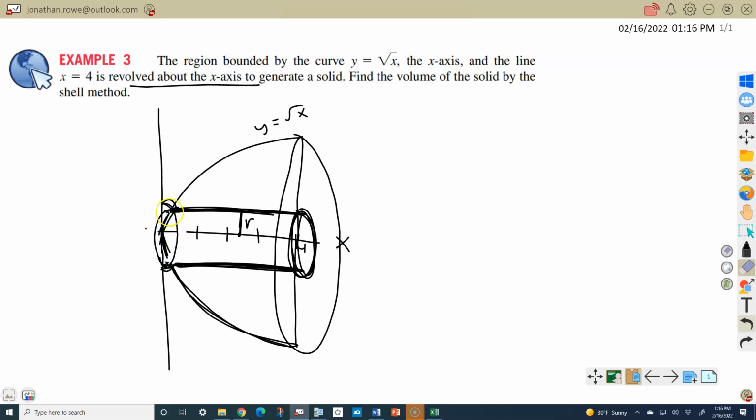What is the radius of this cylinder right here? It is the difference in the y coordinates of these 2 points, of this point and this point. That radius is the difference in these y coordinates.